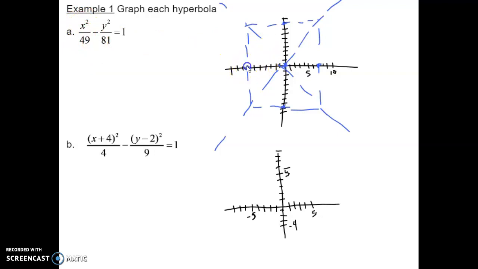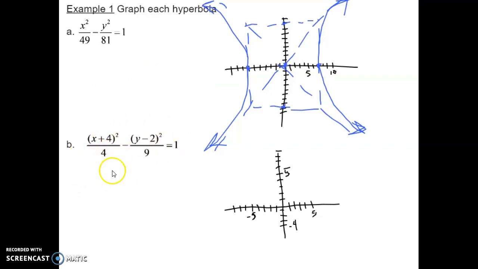So this hyperbola has a vertex over here, and it opens to the left, like so. And this hyperbola over here has a vertex at 7, 0, and looks something like that. So hyperbola opening to the right, hyperbola opening to the left. A little sloppy, but all we need to do is sketch it.